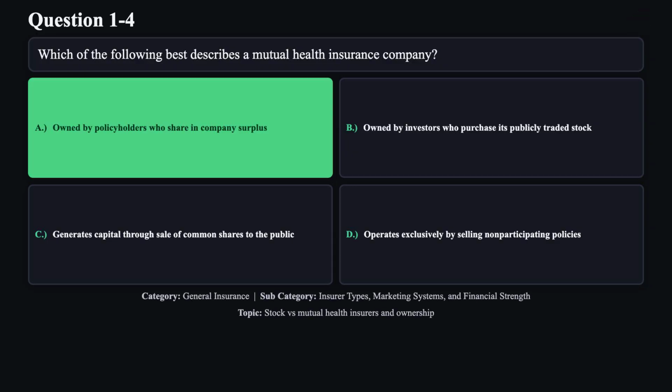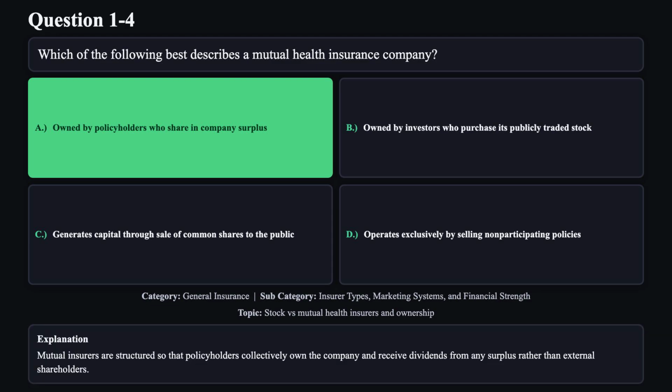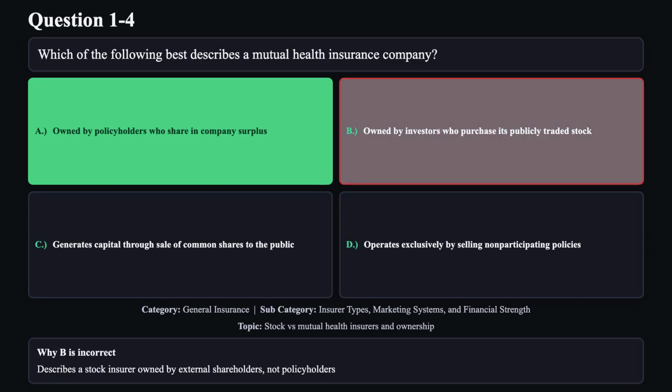The correct answer is A. Mutual insurers are structured so that policyholders collectively own the company and receive dividends from any surplus rather than external shareholders. Reason B is not correct. Describes a stock insurer owned by external shareholders, not policyholders.